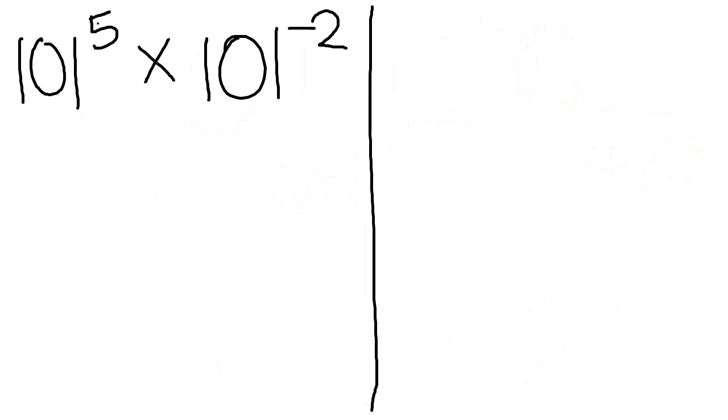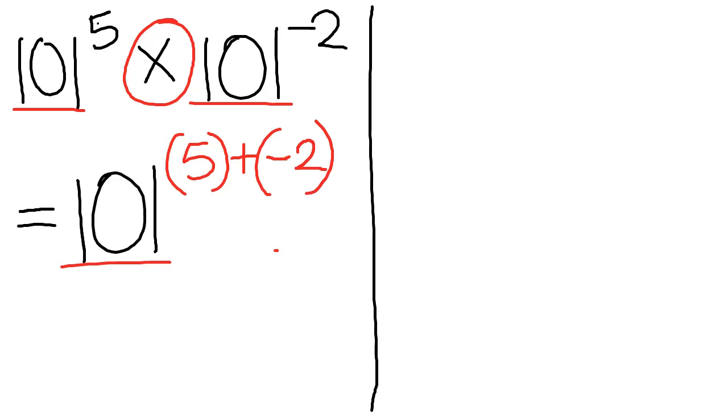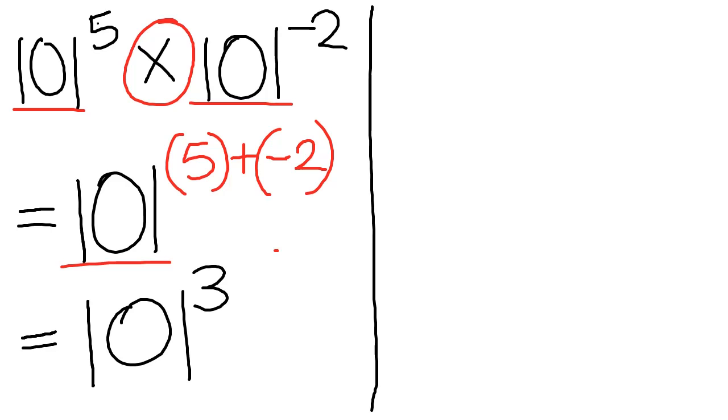What would we do if we had a negative exponent? Well, because our base is the same, 101, our final answer would have the same base, 101, and we would do what we did before. We would be adding our exponents, no matter what they are, because there's a multiplication sign in the middle. So our exponents would be 5 plus negative 2. And if we know our integers well, we know that 5 plus minus 2 is also 5 minus 2. So our answer would be 101 exponent 3, because 5 minus 2 is 3.